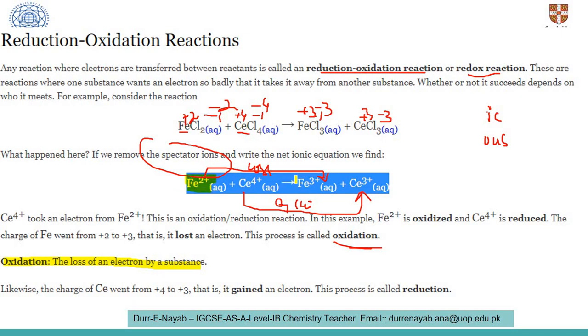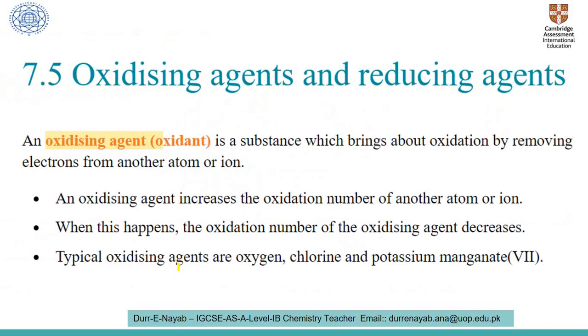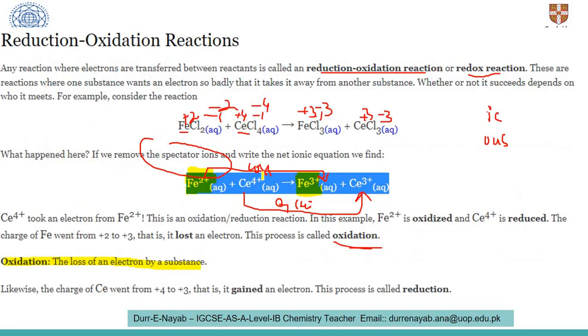From +2 to +3. In chemistry, when the oxidation number increases, this gives you an idea that from this iron, 3 electrons are lost, but from this iron, how many electrons are lost? 2 electrons are lost. Now we can move to the statement: an oxidizing agent, what does it do? It increases what? The oxidation number of another atom. An oxidizing agent increases the oxidation number of another atom.